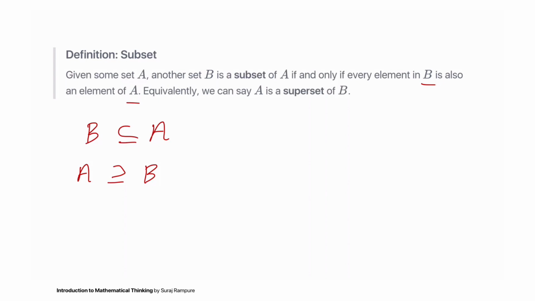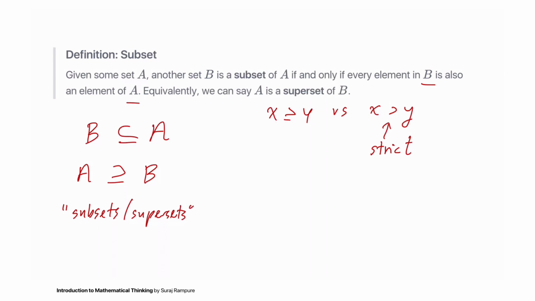But this allows for B and A to be equal, just like the difference between X is greater than or equal to Y versus X is greater than Y. This is the one without the bar underneath is strict. So X cannot be equal to Y. So these are called subsets and supersets. Usually we don't really use this second notation. We prefer to use the first one.